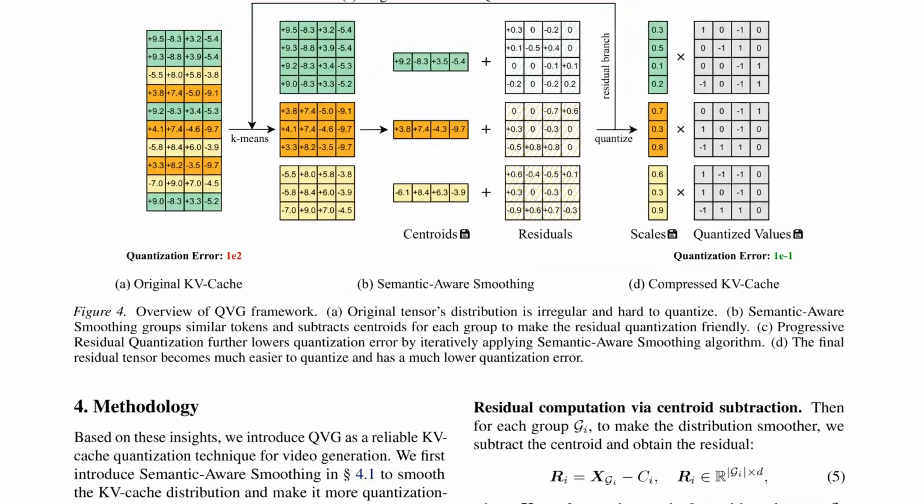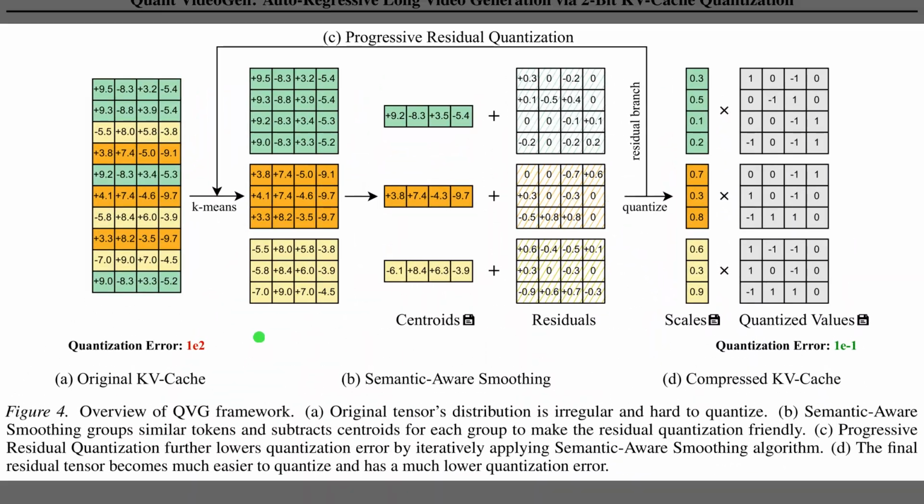Okay, Figure 4 maps out exactly how this pipeline transforms the data. On the far left, Panel A starts with the raw key value cache, where the values are mixed and irregular, leading to a high quantization error of 100. Moving to the center in Panel B, the system uses k-means clustering to split these values into stable centroids and small residuals. The top arrow, labeled residual branch, represents the progressive residual quantization, which iterates this process to refine the residuals further. Finally, Panel D on the right shows the output. The data is compressed into simple scales and quantized values, which drops the error drastically to just 0.1.